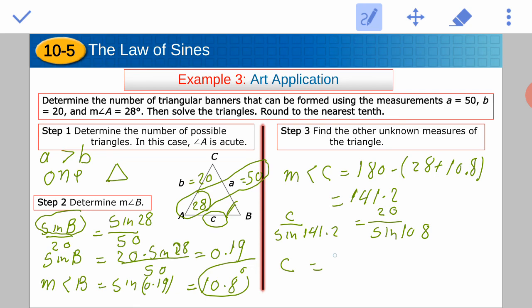If you calculate that, guys, you will get side C is equal to 66.8. I doubt this answer. Let me calculate this answer. No, it's okay, it's correct. It's 66.8. It matches the given sides because one side is 20, another side is 50. So no wonder if the third side is 66.8.